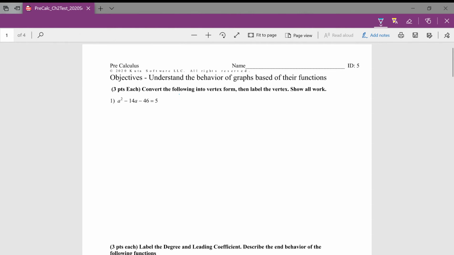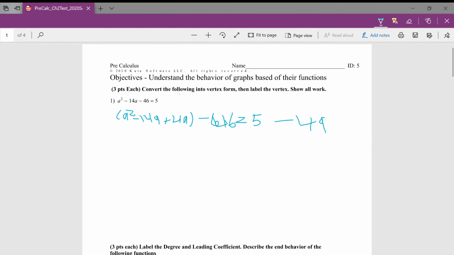Okay, so convert to vertex form. What we need to do for this is complete the square. Completing the square is easy. Take b in the equation, divide it by 2 and square it. 14 divided by 2 is 7, squared, that's 49. And then minus 46 on the outside. 46 equals 5. Now, because we added 49 on the left side, we're going to have to subtract 49 on the right side.